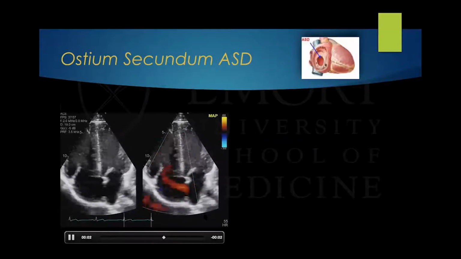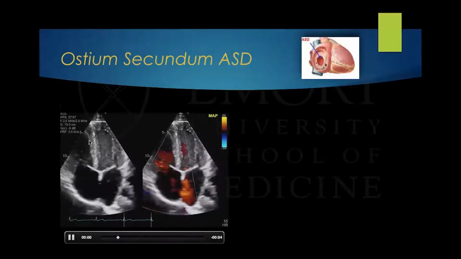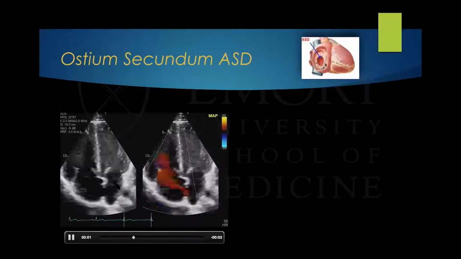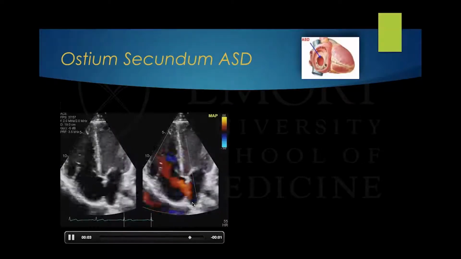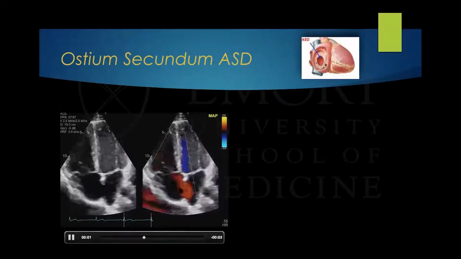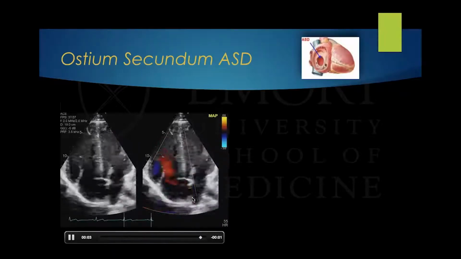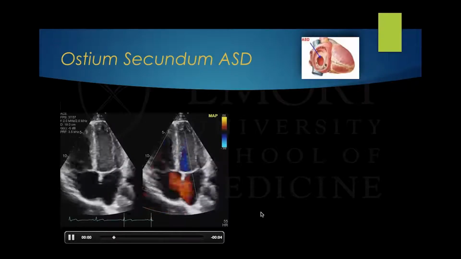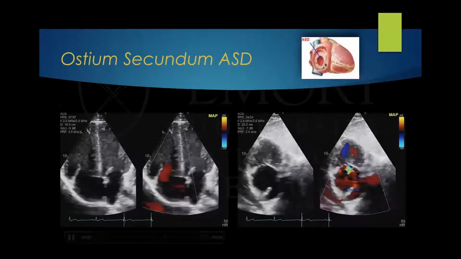In the apical four-chamber view, we can appreciate that the right-sided chambers are dilated compared to the left, but also we can see that there's a defect along the secundum area, and there is a left to right shunt with a trivial degree of tricuspid regurgitation.